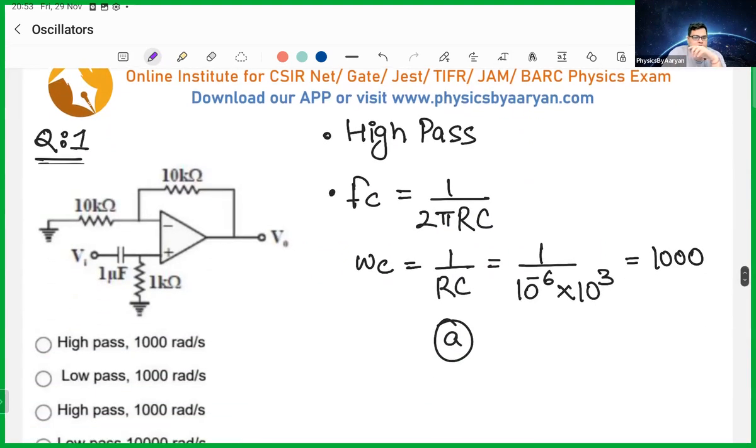So by looking at the circuit, which part is the feedback part? Obviously, this part is the feedback part. Which feedback is connected on the positive side? Obviously this. Now by looking at it, you tell me, is it high pass or low pass? Very quick.